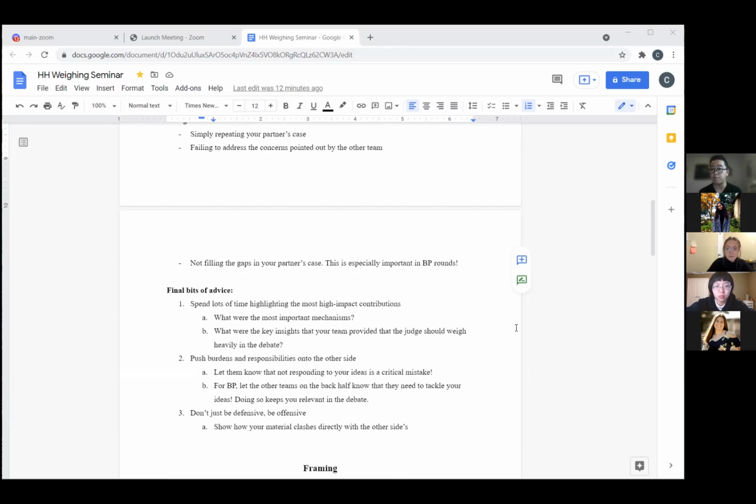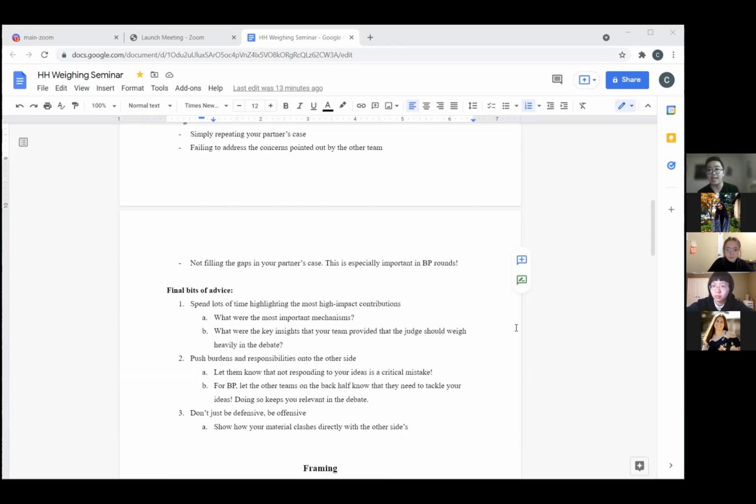If you're on opening government and you establish the comparative in the debate, you say this is what opposition has to defend. You have to be very clear that closing opposition, in order to get any of their benefits in extension, has to first engage with your arguments and first engage with the comparative that you set up.